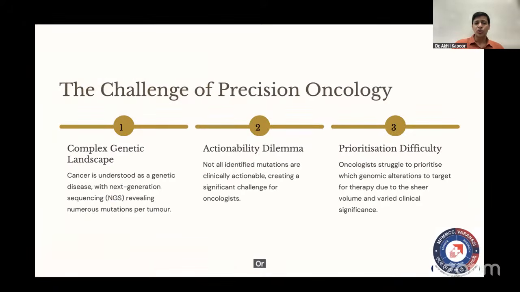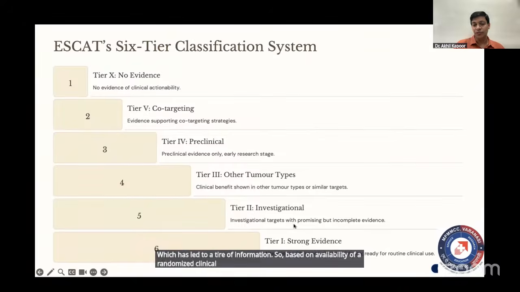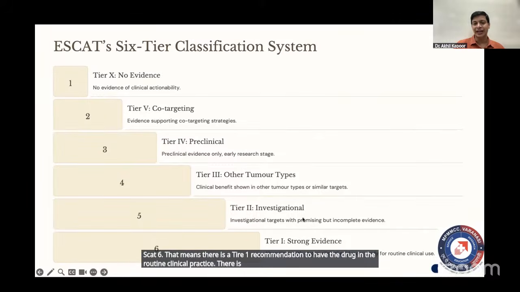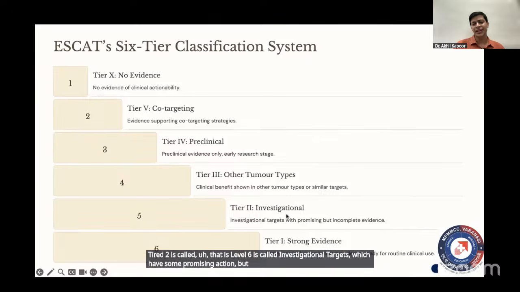How do we act? This is called the actionability dilemma, and how to prioritize drugs in practice. This is the ESCAT, an ESMO classification system which provides tiers of information. Based on the availability of a randomized clinical trial and the actionability of the mutation, if it is ESCAT level 1, that means there is a tier 1 recommendation to use the drug in routine clinical practice. There is strong clinical data. Tier 2 is called investigational targets, which have some promising action, but the evidence is not yet complete.